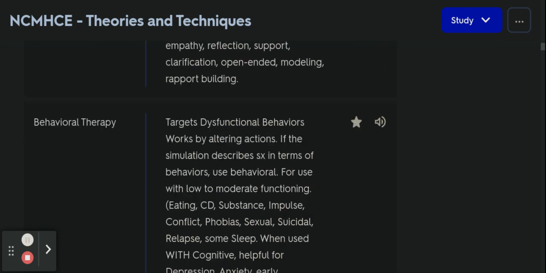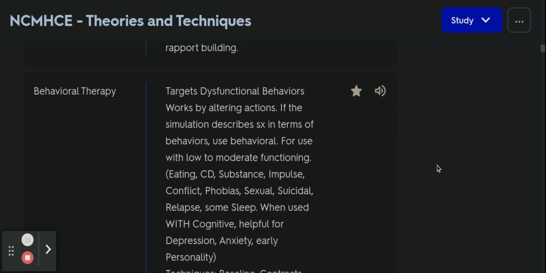Behavioral therapy targets dysfunctional behaviors and works by altering actions. If the stimulus interrupts behaviors, use behavioral therapy. For use with low to moderate functioning, eating, conduct disorders, substance, impulse, conflict, phobia, sexual, suicidal, relapse, some sleep. When used with cognitive, helpful for depression, anxiety, early personality.